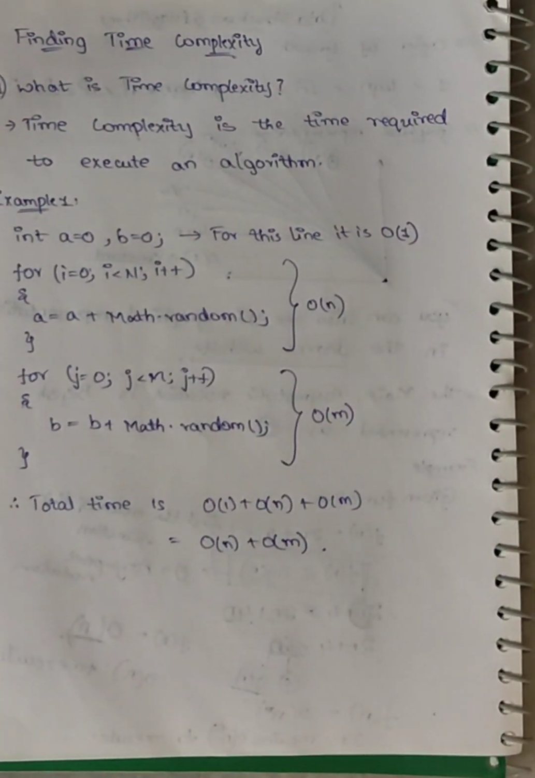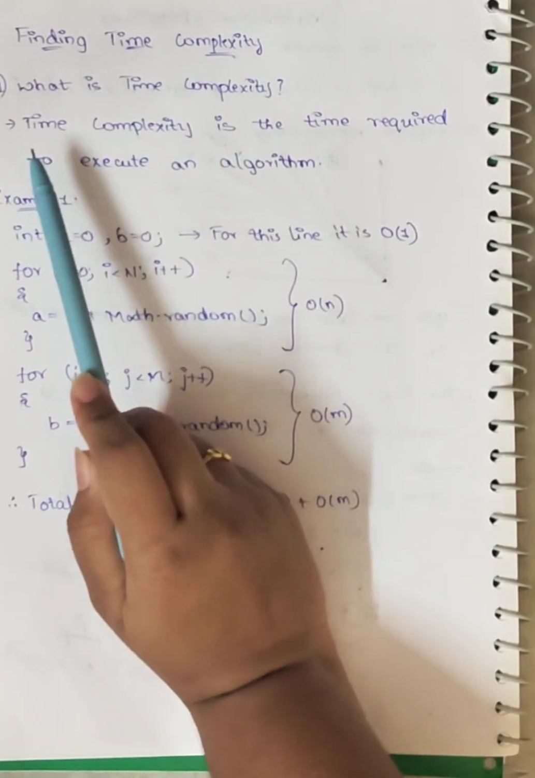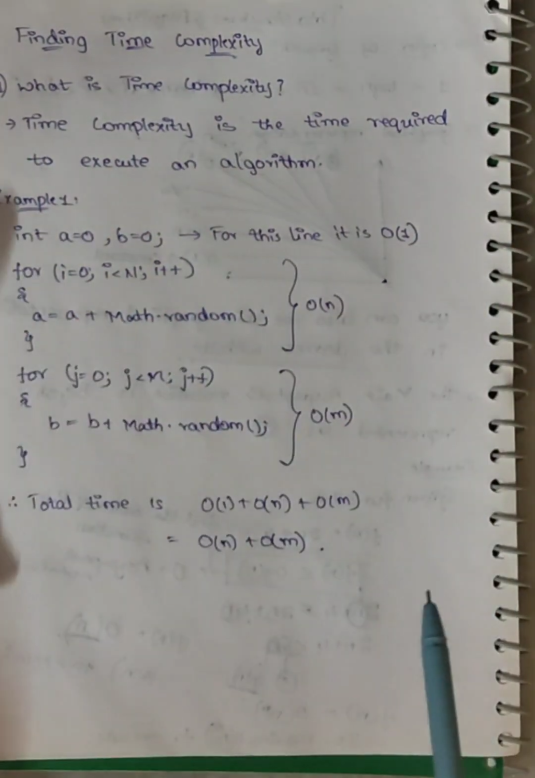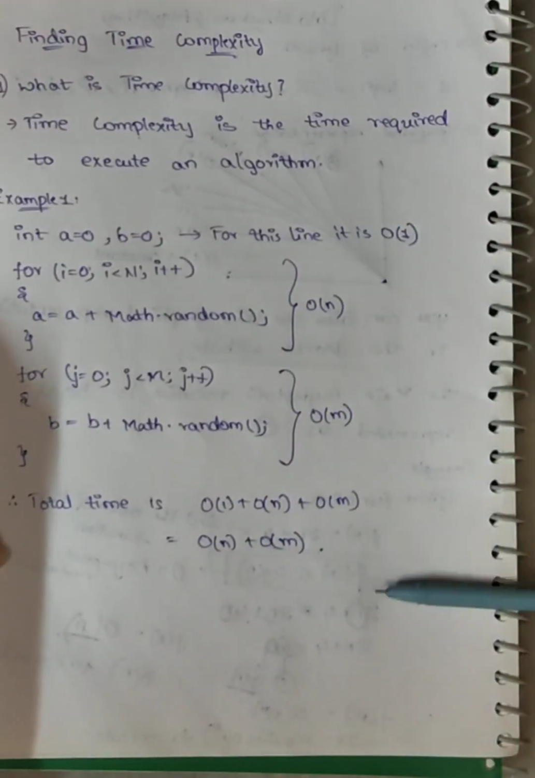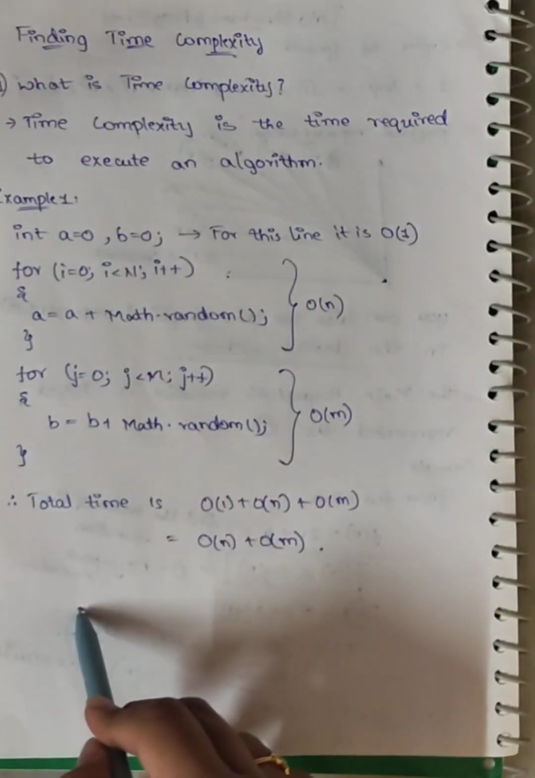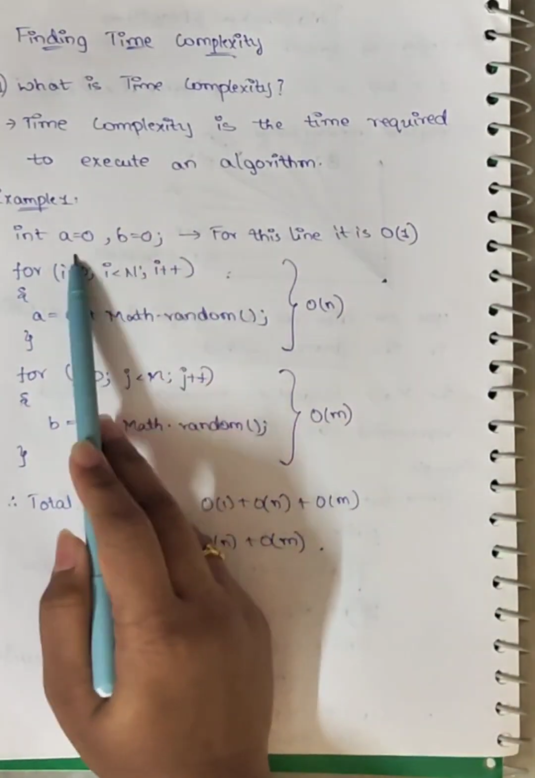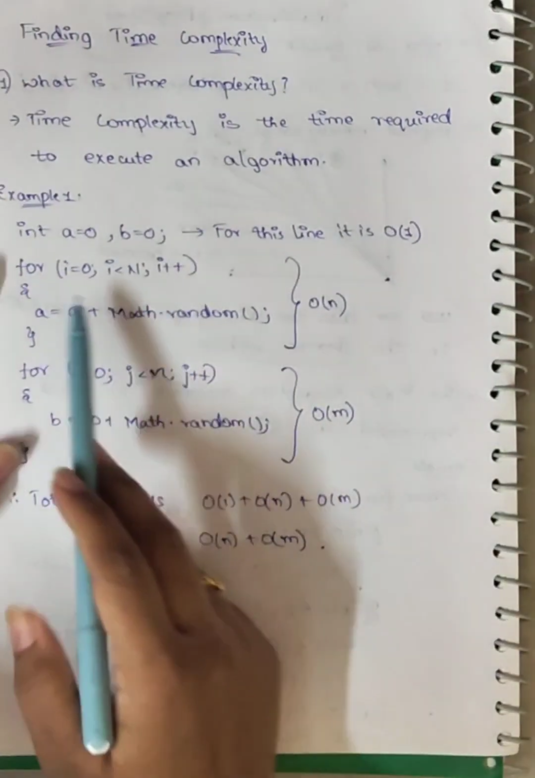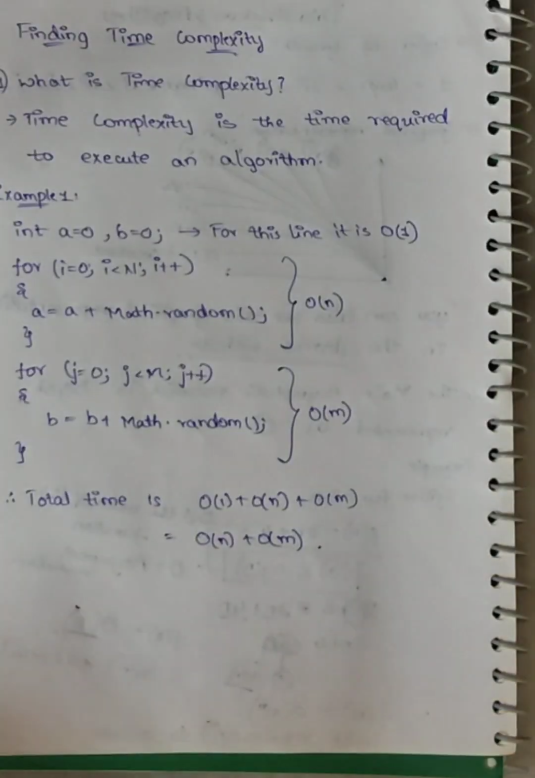Now coming to finding time complexity. What is time complexity? The time complexity is the time required to execute an algorithm. I'll explain this with examples so that you understand clearly. This is the first example where you have int a equal to 0 and b equal to 0. They give the question and ask what is the time complexity of this code, most probably in your semester exams. So how can we find the time complexity?